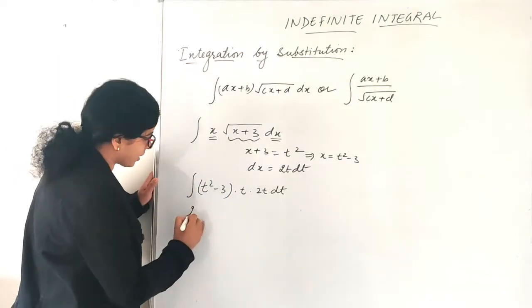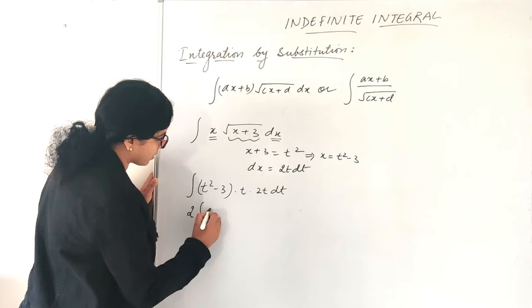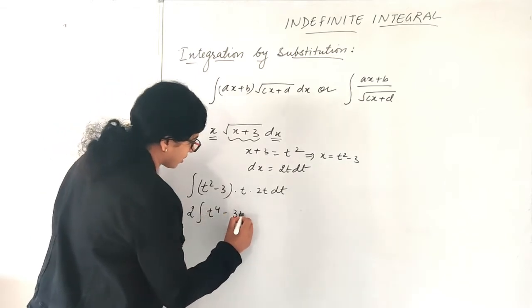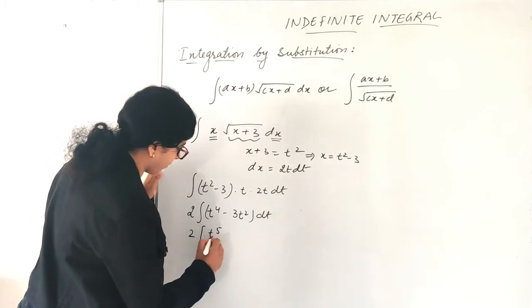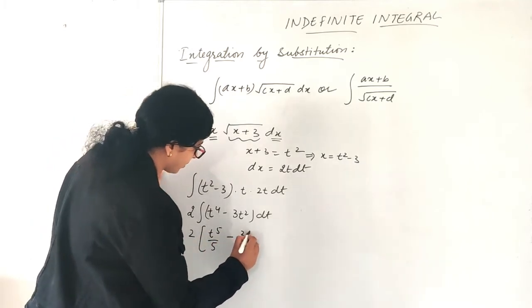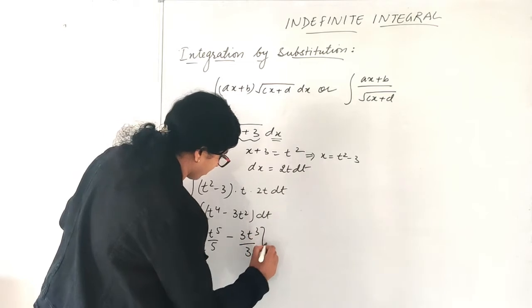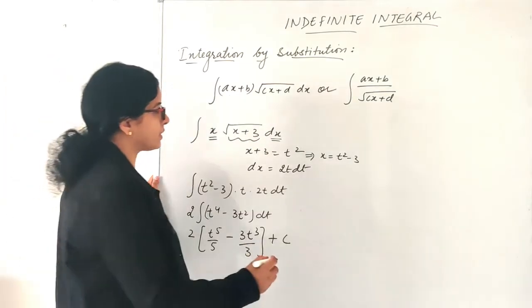Bring the constant part outside and multiply t square inside. So t to the power 4 minus 3t square dt, right? Now simple integration. It will become t to the power 5 upon 5 minus 3t cube upon 3 plus c. Now we will substitute the value.